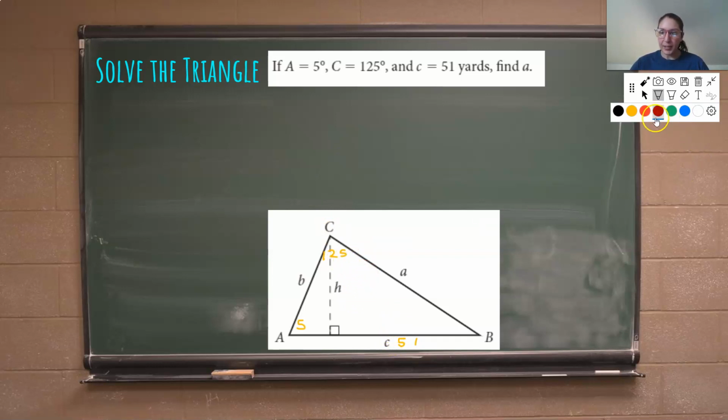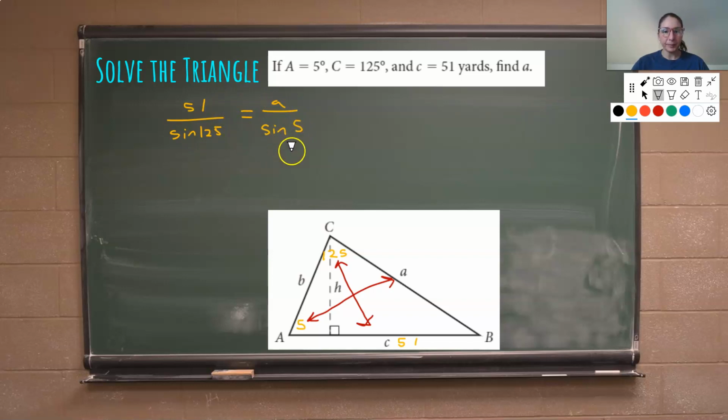So our opposites that we have is we have our big C and our little c, and our big A and our little a. So that means 51 — I always like to put the side on top — 51 over sine of 125, so little c over sine of big C, is equal to little a over sine of big A, or sine of 5. Little c over sine of c equals a over sine of big A.